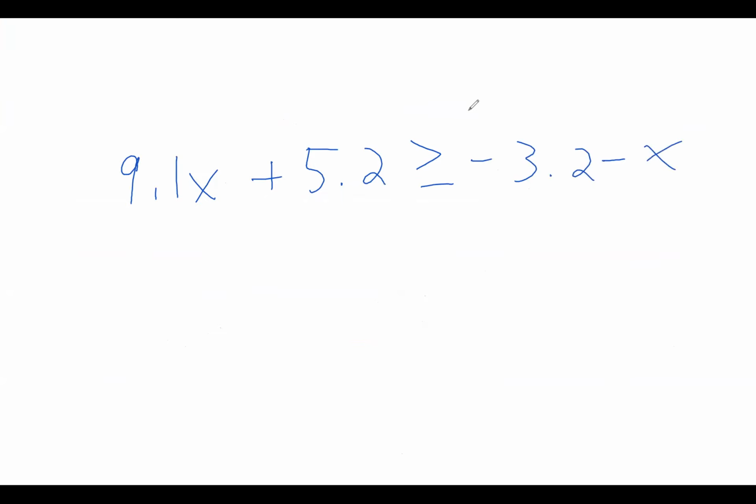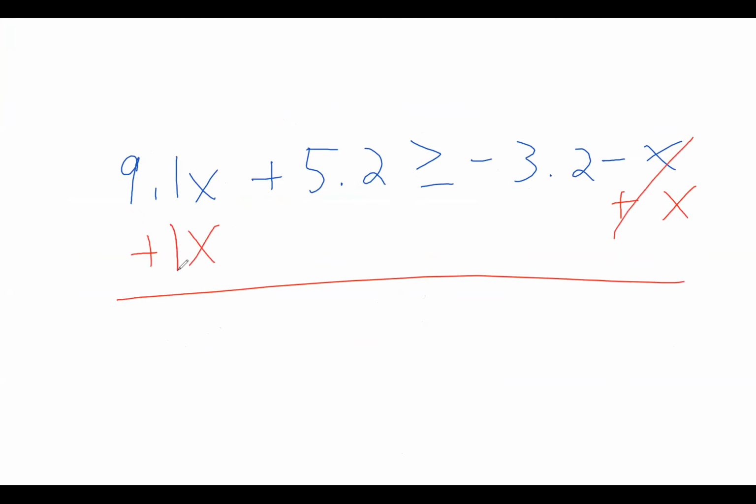Okay, now we're getting all the x's on the left side. So let's add x to both sides. Okay, when we're adding x, we're adding 1x. So 9.1 plus 1 is 10.1. So we have 10.1x plus 5.2 is greater than or equal to negative 3.2.